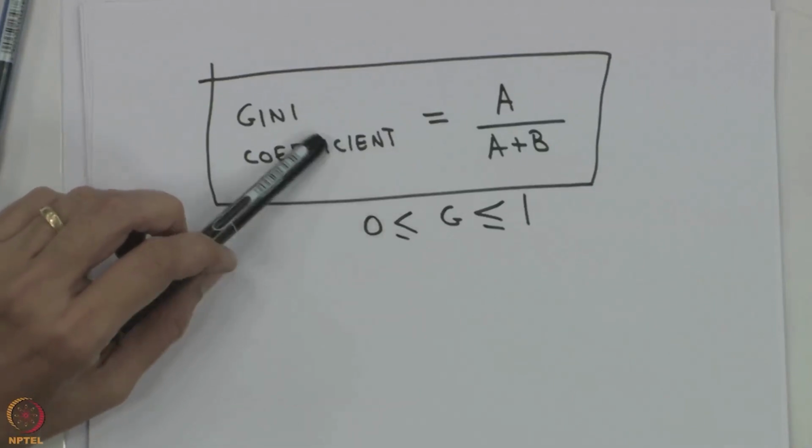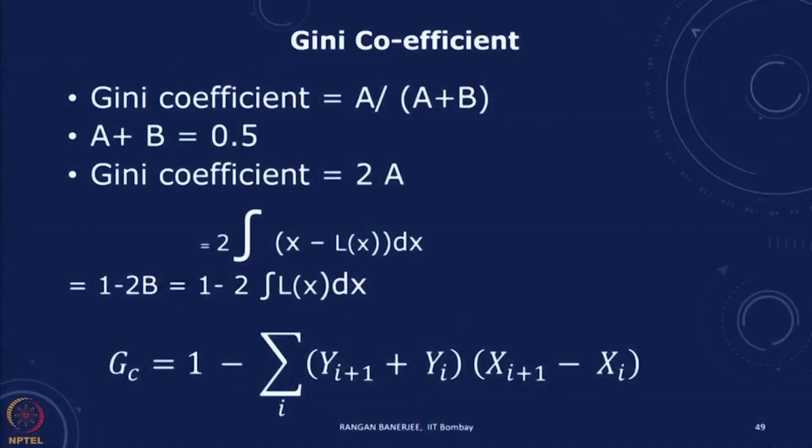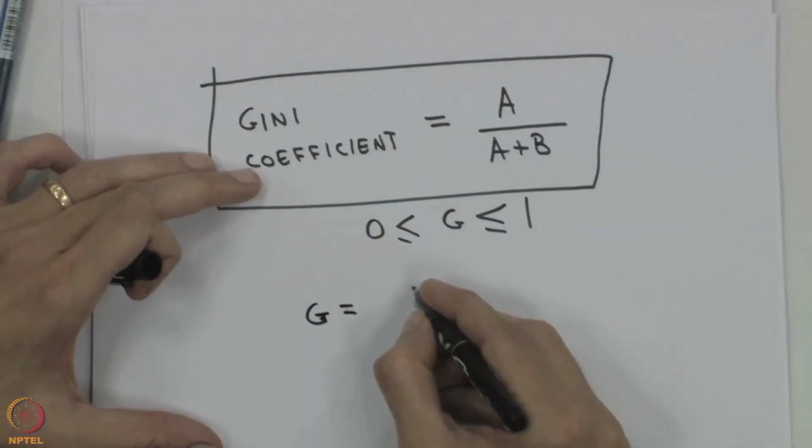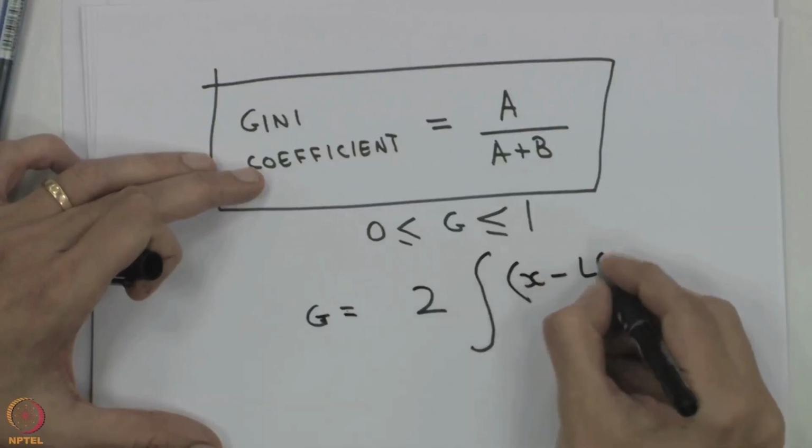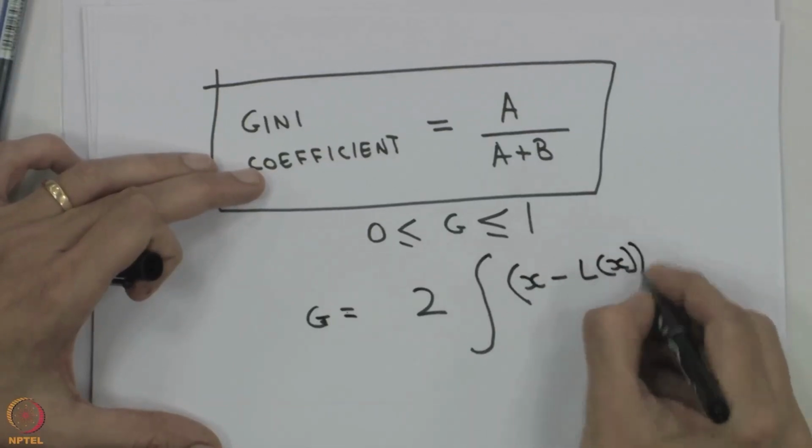And so, let us look at some of these numbers. How do we compute this? As we said, Gini coefficient is A by A plus B, and obviously for A plus B, because the units were 1 on the x axis and 1 on the y axis, and we have a 45-degree line, the total area of A plus B is just half. And Gini coefficient can also be written as G is equal to the integral of x minus Lx dx.